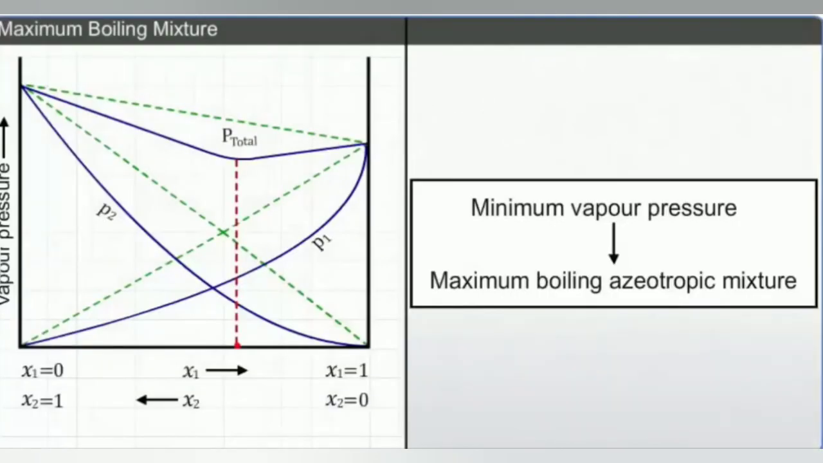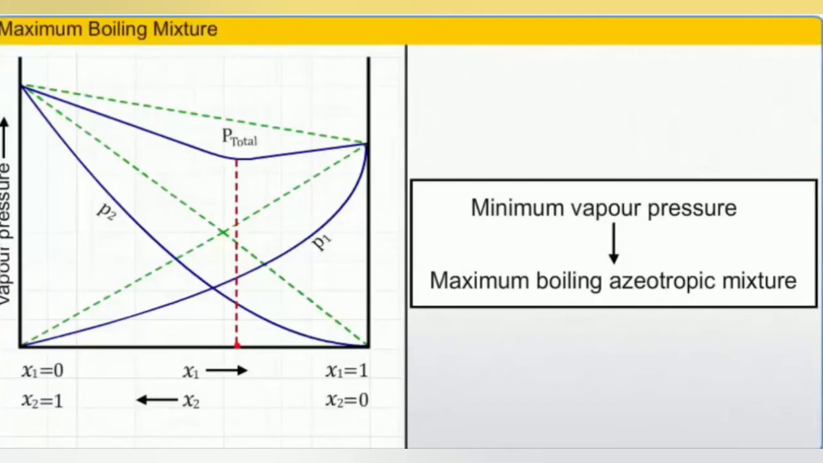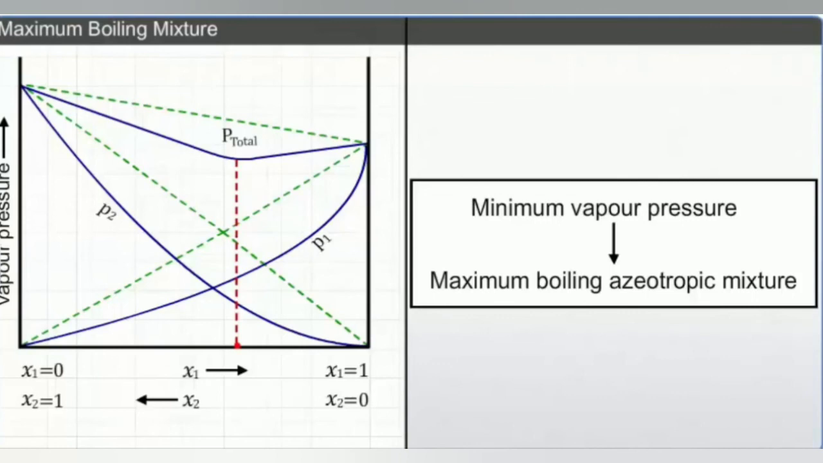Let us now discuss maximum boiling azeotropic mixtures. When the magnitude of negative deviations from ideal behavior is very large, the total pressure curve in such cases passes through a minimum represented as X. As you can see in the graph, the point X corresponds to the minimum vapor pressure. So this will result in a maximum boiling azeotropic mixture.